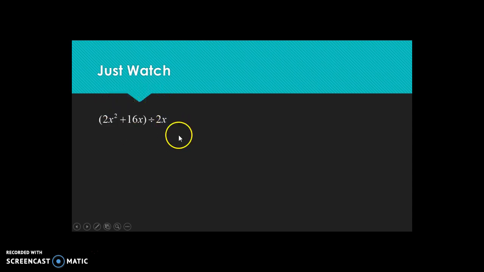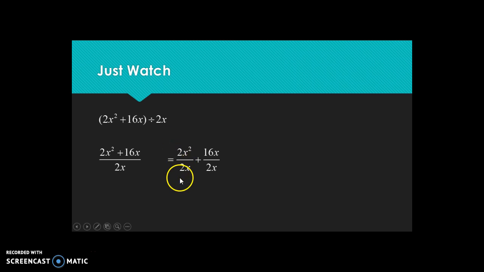So the first thing you want to do is take this problem and put it into a fraction. Okay? Now remember, to divide these, you have to divide each term in the numerator by the denominator. So this is going to turn into 2 separate fractions. 2x squared divided by 2x plus, that sign is always that sign, 6x over 2x. And then we're going to reduce these.